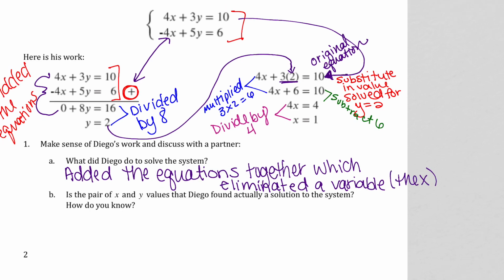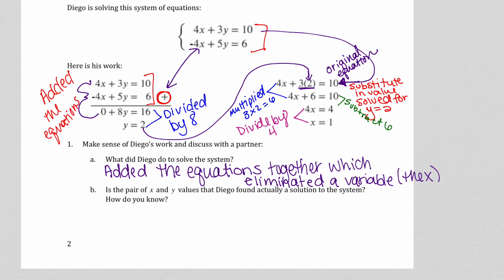Okay. So to eliminate a variable, we get rid of a variable by making it go to 0. So it has to be the same terms. We have 4x minus 4x, so we get 0. Okay? If I had 4x and 4x, what do you think I would do to get rid of that? Instead of adding, I would subtract. Okay?